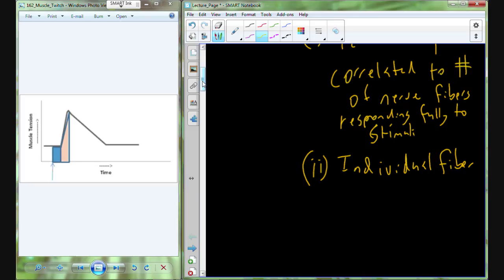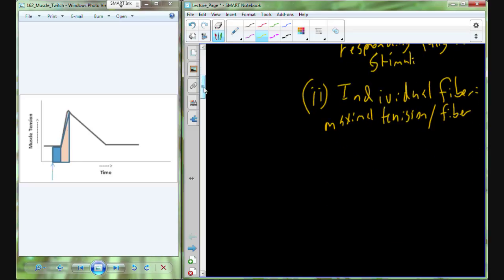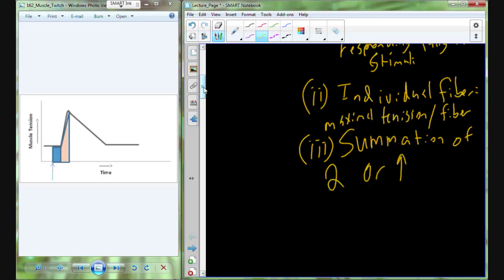An individual fiber always generates maximal tension per each fiber. So collectively, one fiber is one maximal tension for that fiber. Two fibers is going to add together both of their maximal tensions. So I'm going to sum things together here. So we can get summation of two or more fibers resulting in increases in contraction and really contraction strength. So to lift that 50-pound dumbbell, I have to have summation of additional muscle fibers going through their full muscle twitch, their full muscle contraction.